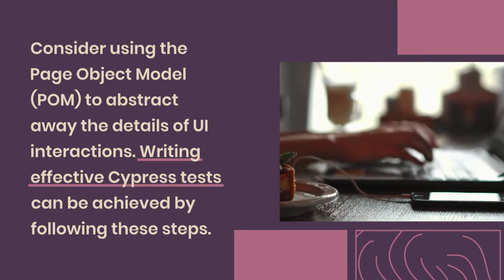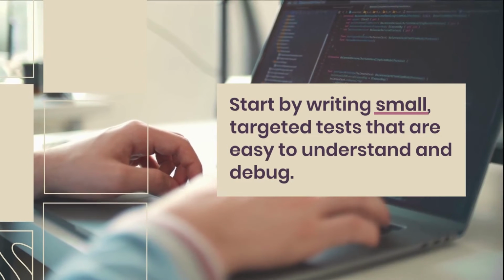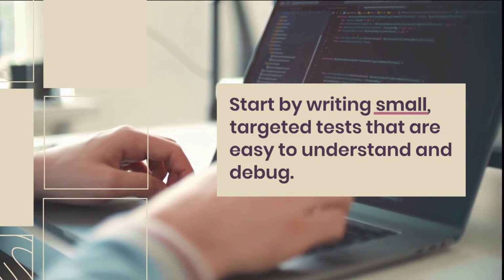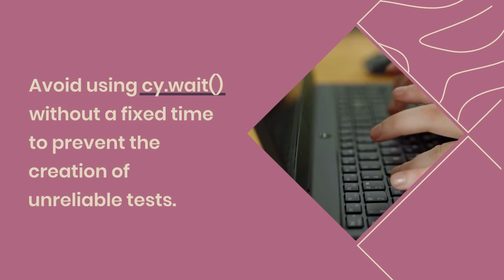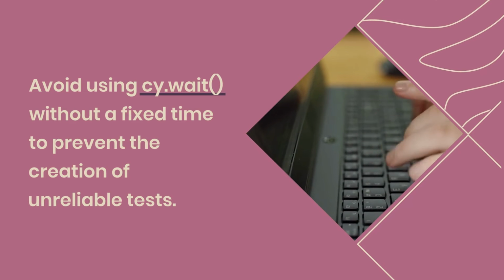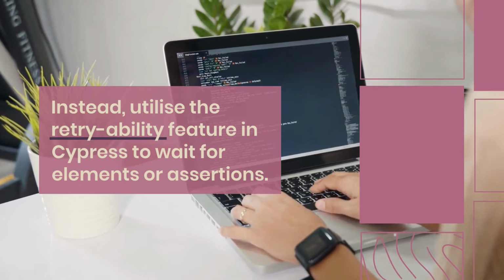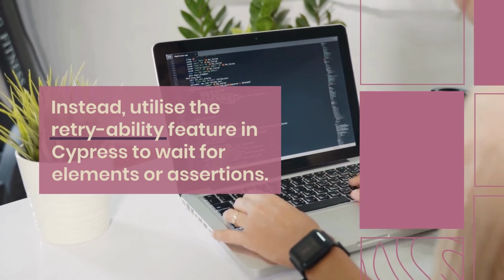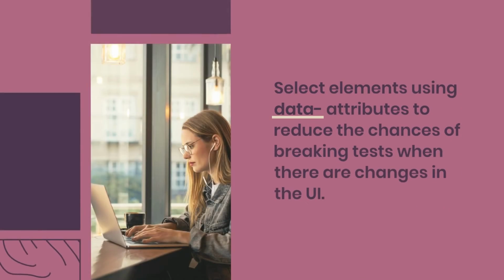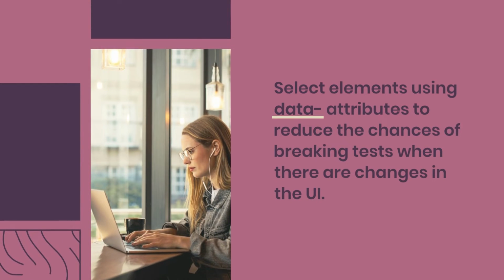Writing effective Cypress tests can be achieved by following these steps. Start by writing small, targeted tests that are easy to understand and debug. Avoid using wait without a fixed time to prevent the creation of unreliable tests. Instead, utilize the retriability feature in Cypress to wait for elements or assertions. Select elements using data-* attributes to reduce the chances of breaking tests when there are changes in the UI.